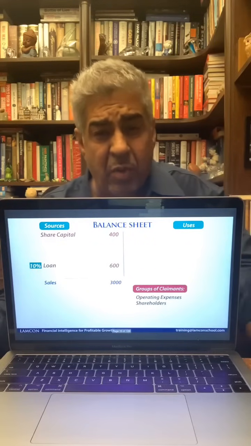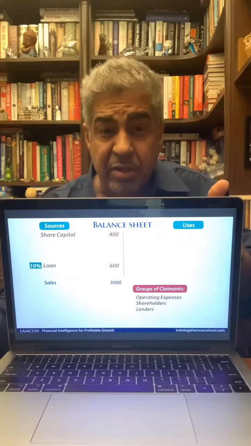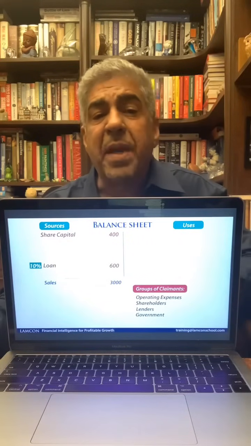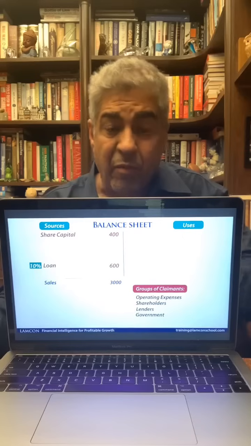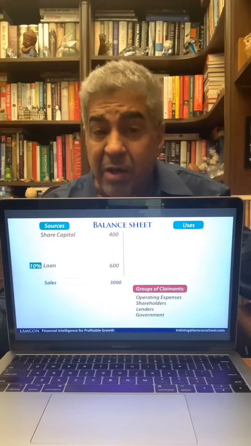Second group would be the shareholders who are expecting dividend. Third group would be the lenders who expect interest. And the fourth group would be the government which expects income tax. Folks, when I say government over here, I mean income tax. I don't mean GST, because GST is part of operating expenses.